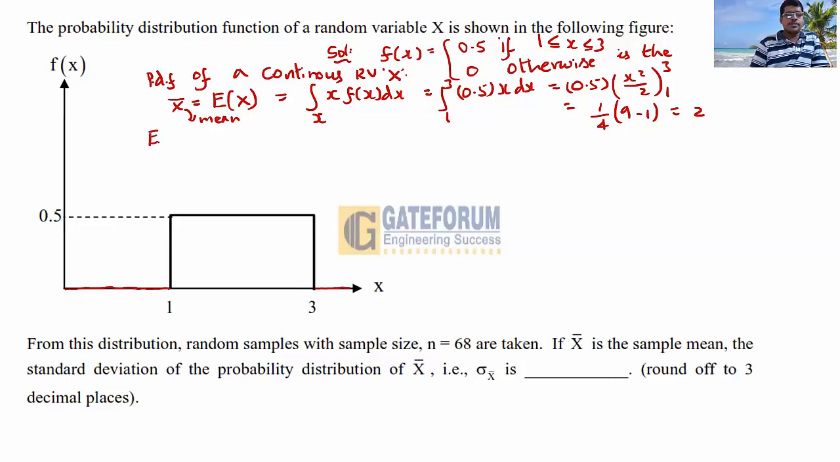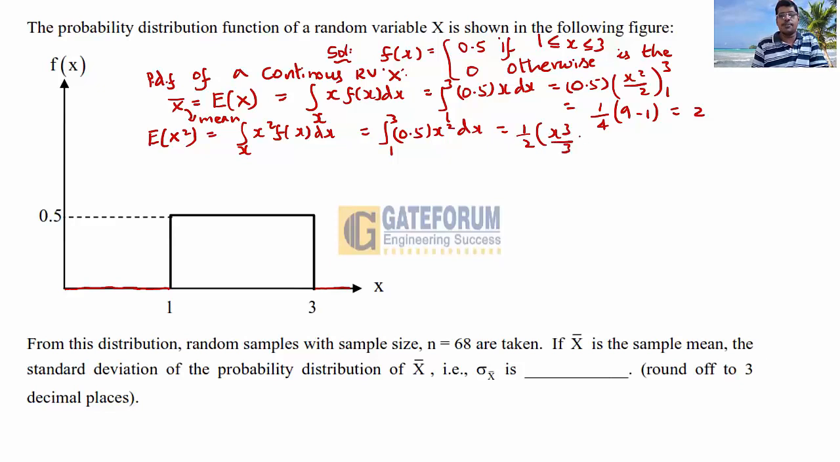Next, to find the standard deviation sigma or variance, we need to find the expected value of x square. That is integration taken over all x values, x square times f of x dx. That means integration 1 to 3, because for other values of x the f of x value is 0, 0.5 into x square dx. 0.5 is 1 by 2. X square integration with respect to x is x cube by 3, between the limits 1 to 3, so 1 by 6 into 3 cube 27 minus 1, 26 by 6 means 13 by 3.